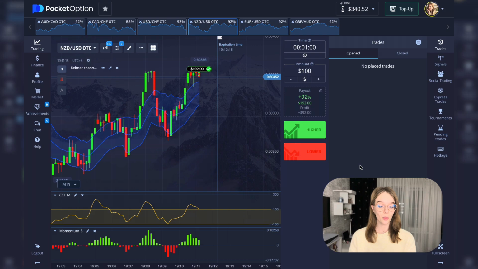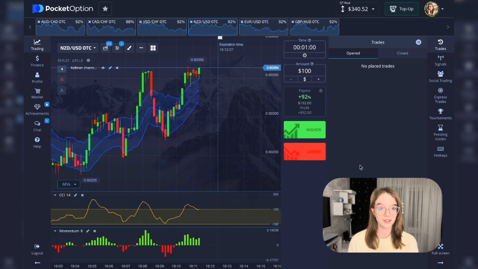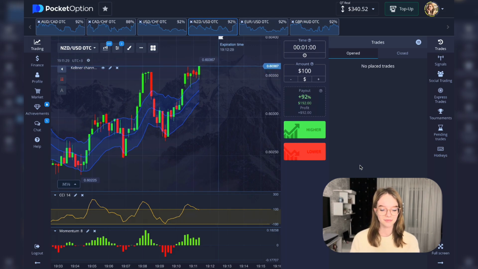The chart was quite active going up and we were able to capitalize on it. Even after closing our trade, the chart continued its growth. This trade was definitely opened on time. Let's move on.